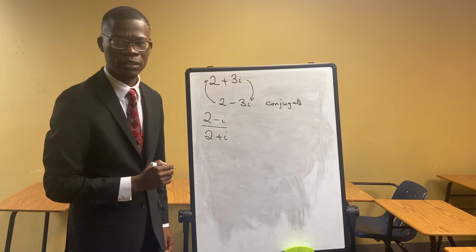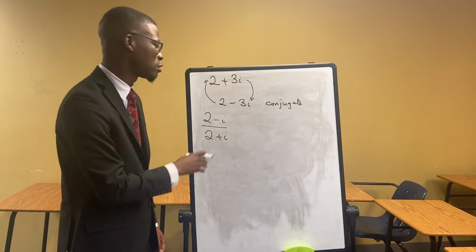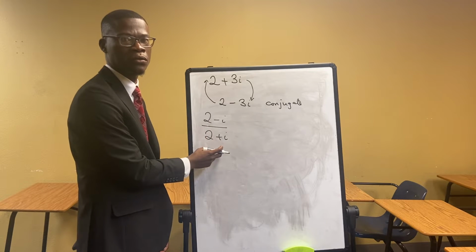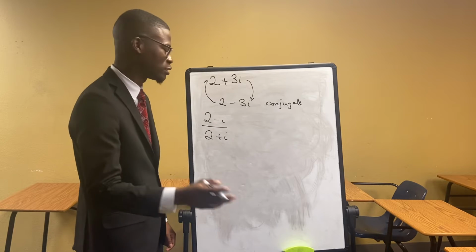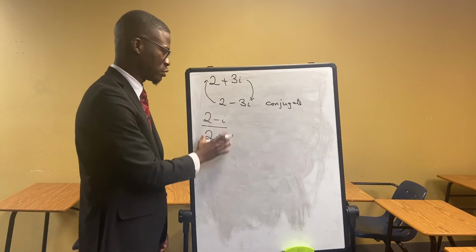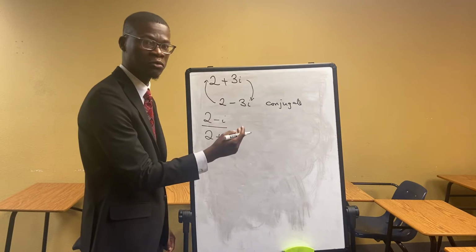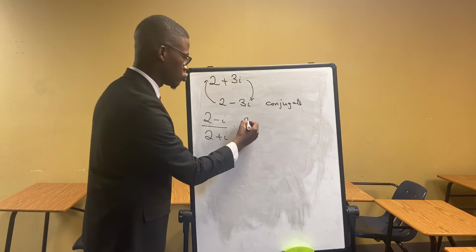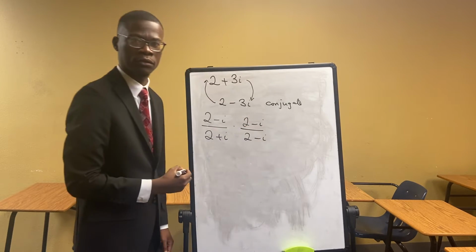How do we go about it? The easy way to divide is to multiply by the conjugate of the denominator. Remember, this is the numerator and the denominator. To simplify this, multiply this fraction by the conjugate of the denominator. What's the conjugate of 2 plus i? 2 minus i divided by 2 minus i.